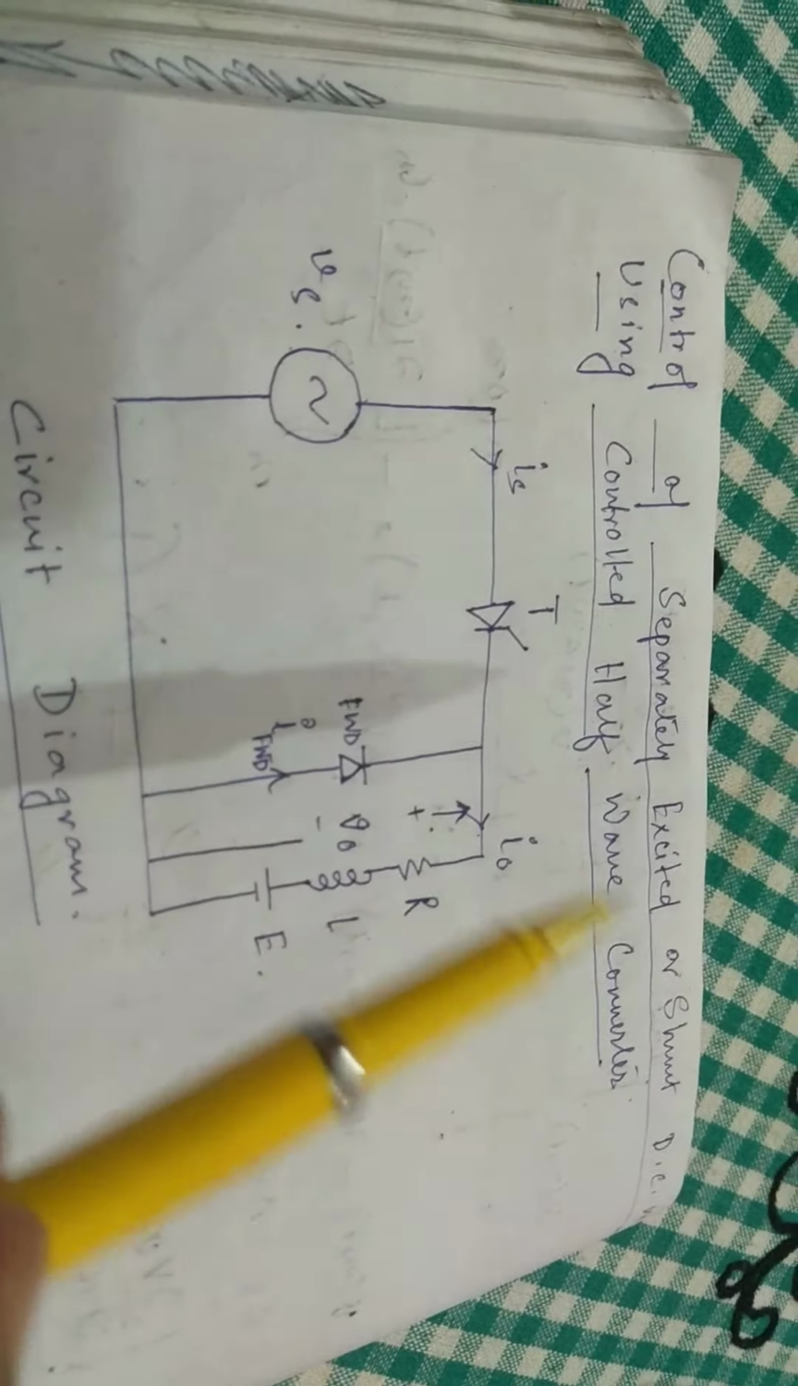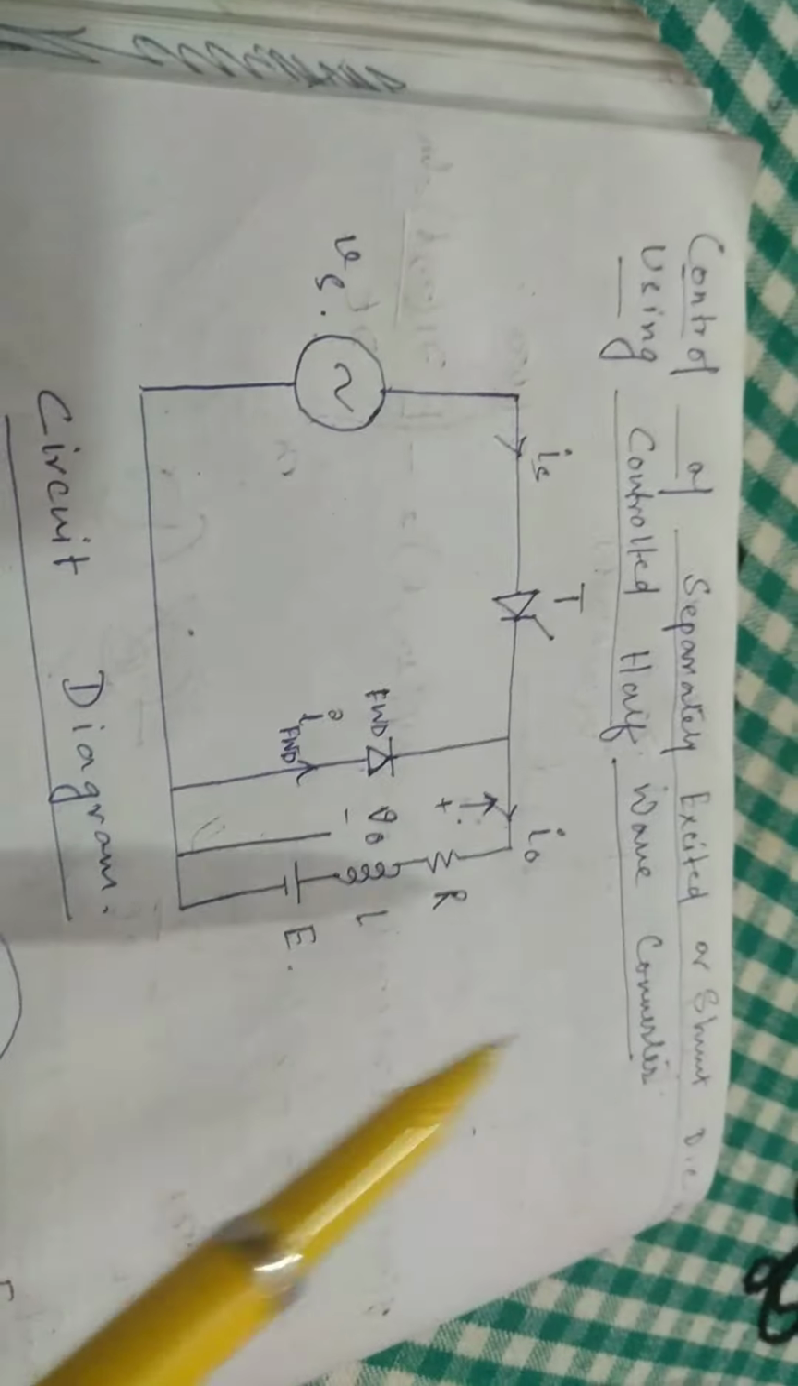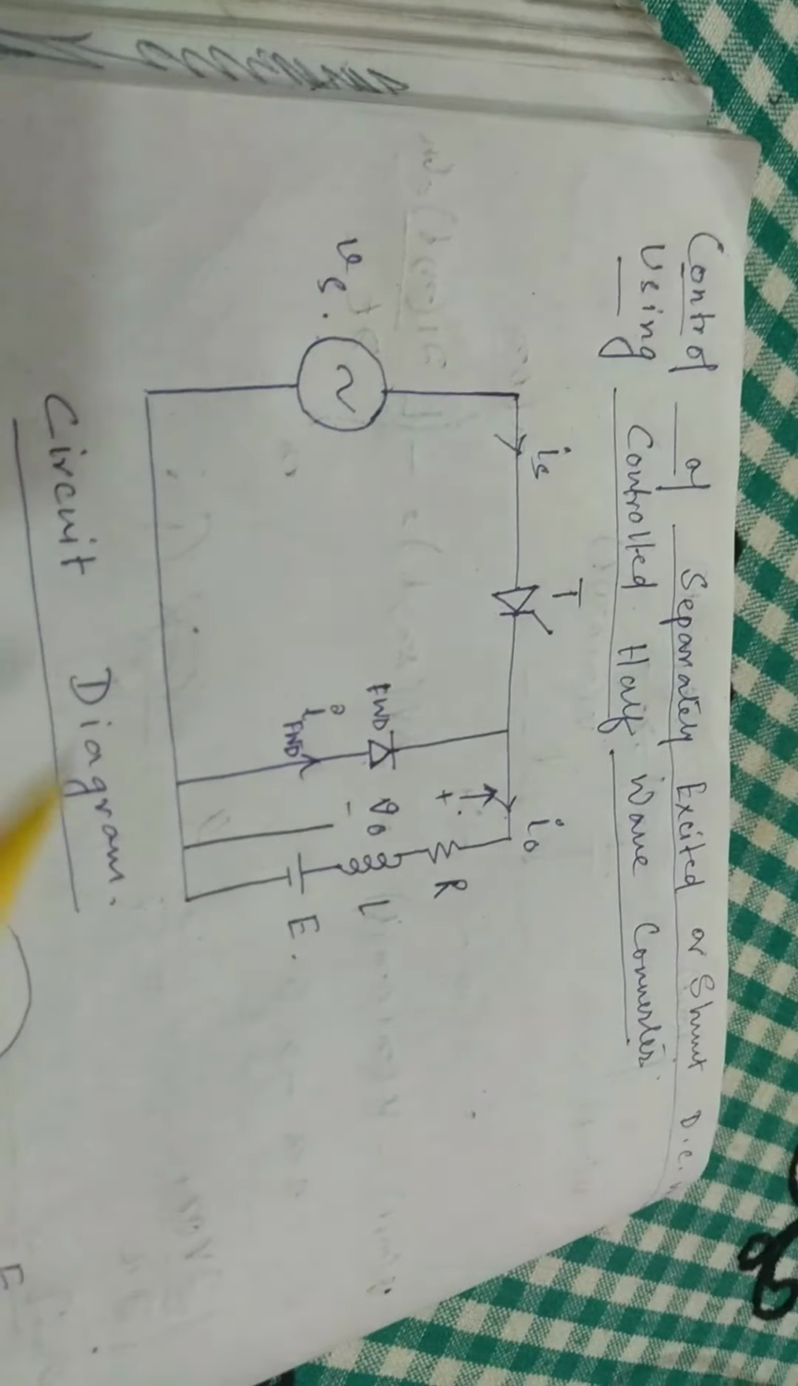Hello students, here I am with my second lesson. Today I am going to teach you the control of a separately excited or shunt DC motor using a controlled half-wave converter. So this is a circuit of the controlled half-wave converter.